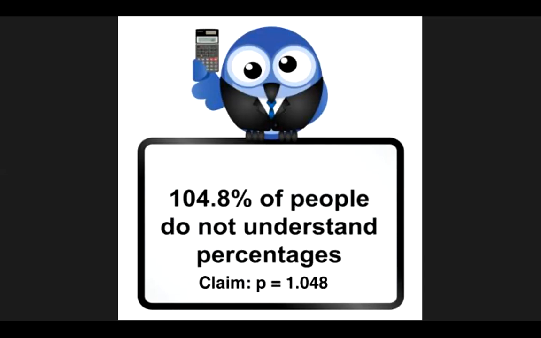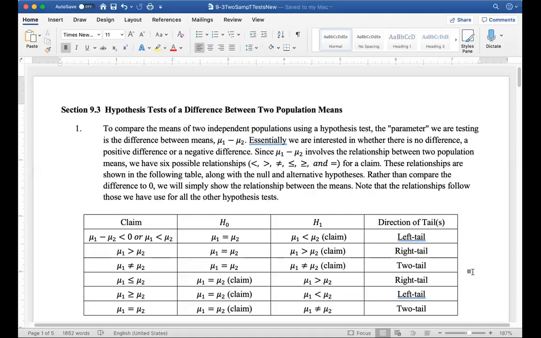This video is about the test of difference between two means. So let's start with a definition of the type of problem we're talking about. We are going to compare the means of two independent populations, and we're going to use a hypothesis test to do it. Now, the parameter we're testing is the difference between the population means, mu1 minus mu2.